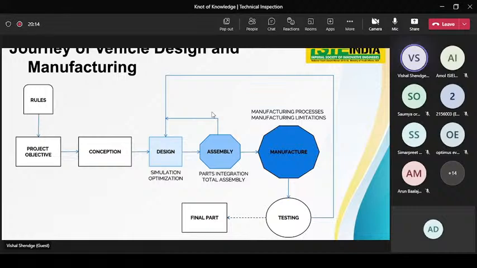In manufacturing, what are the parts we have to manufacture. We have to make a list of all the parts and components we are going to manufacture. Then we have to test all these parts, and after testing, the final product of our car will be done.